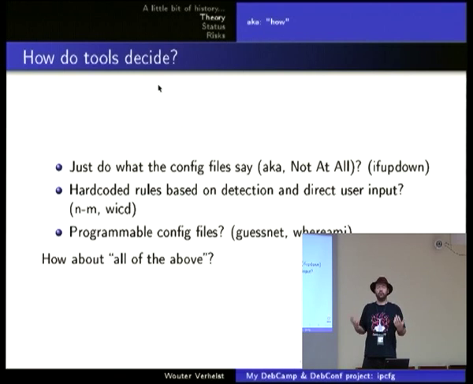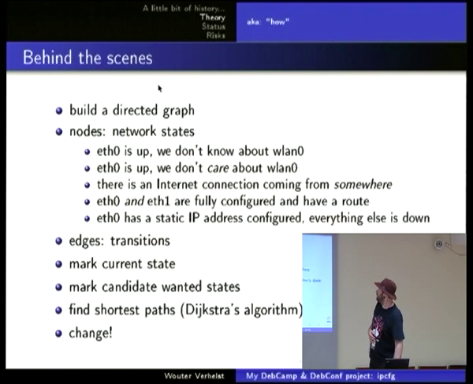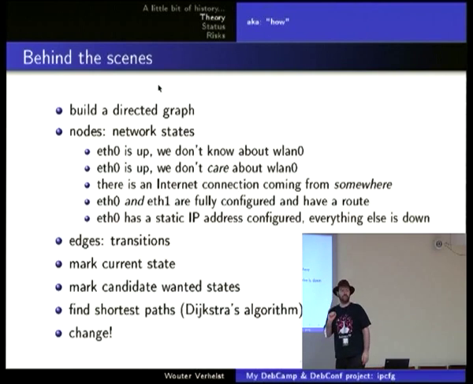How I see this is if you have a link on a network interface, it should by default try to DHCP off that link, so you at least have some attempt at networking. And for really advanced users, having a programmable config file could also be useful. I don't see why we can't do all three at the same time, and that's actually what I'm trying to do. So how does IPCFG work behind the scenes?